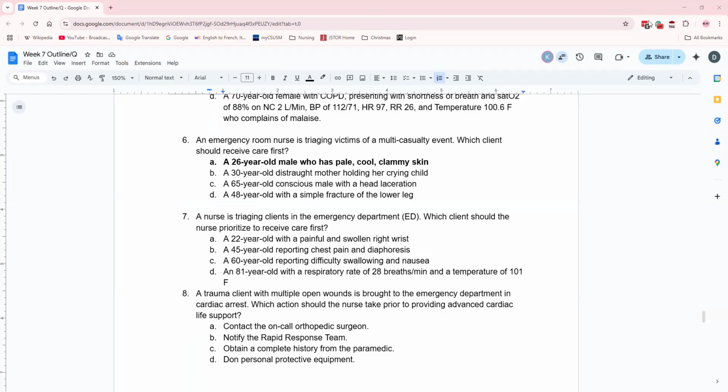Okay, I'm seeing a split of opinions here, so I'll start by giving the answer. The answer is going to be B. I see the rationale for C. The difficulty swallowing and nausea, this person is at risk for aspiration, which could be an airway issue. And that's important as well.